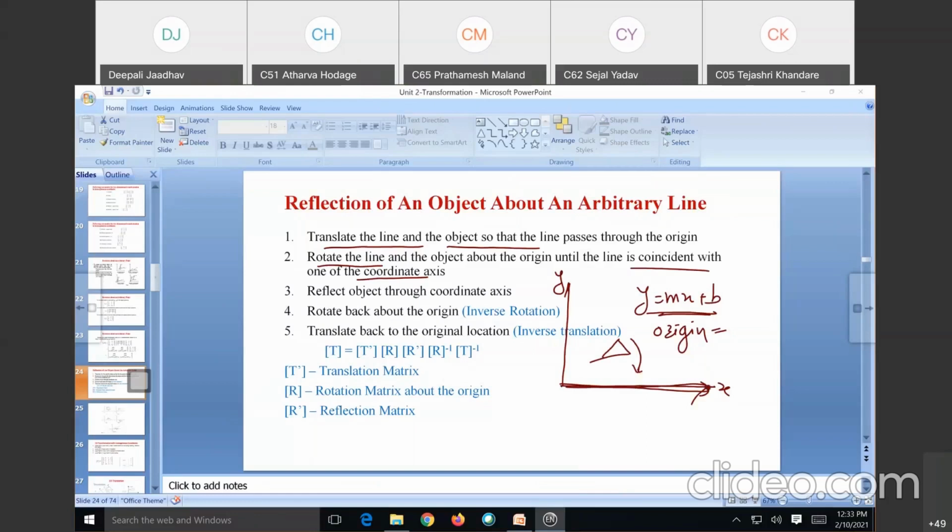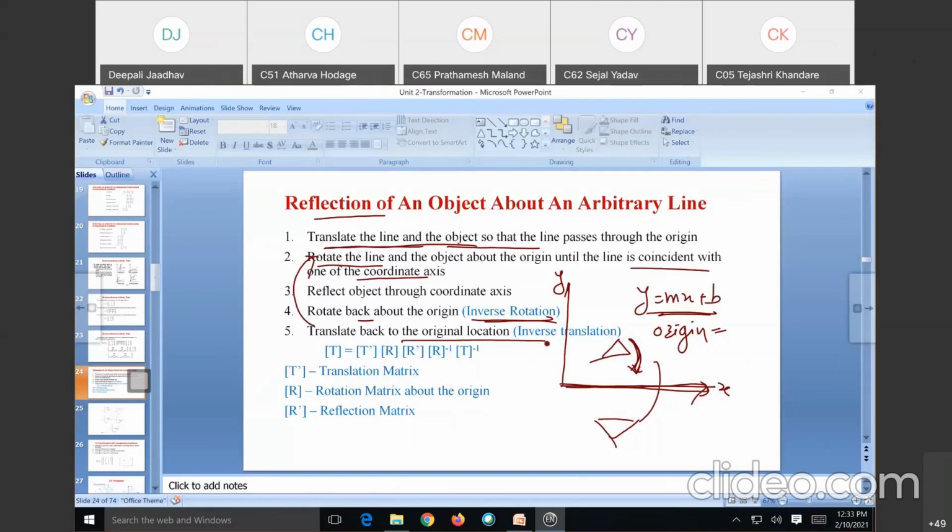Then reflect it through that axis, x-axis if it is. Then rotate back about the origin. We have rotated it to make it coincident with the x-axis, and for that we need to rotate it back, means reverse rotation we need to do here. And originally we translated the line and object so that it passes through the origin, so again we need to perform the inverse translation also. Inverse rotation and inverse translation.